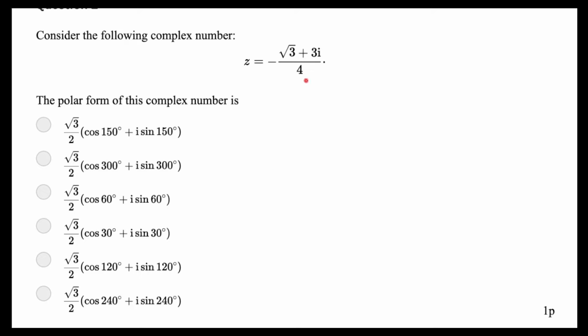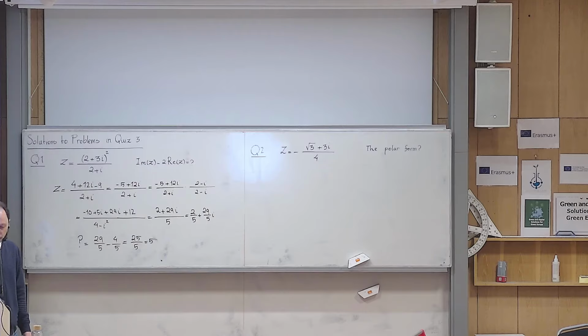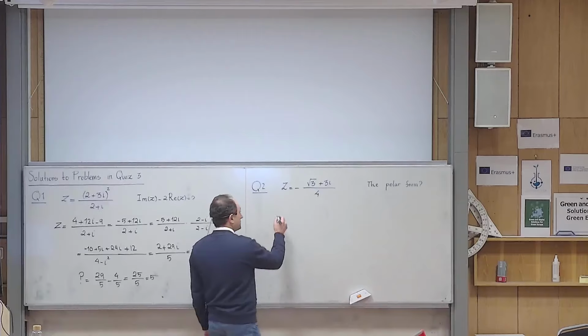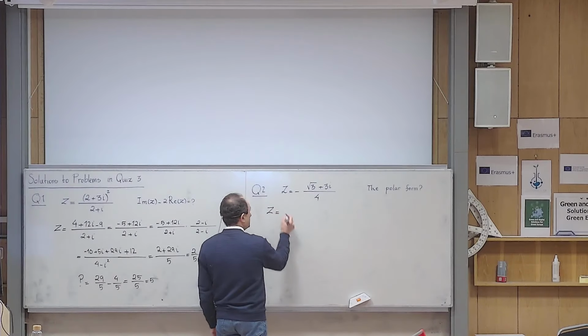Because in which quadrant is z? Third. So in the third quadrant, how is it possible that you have 60 degrees, 30 degrees, or 120 degrees? Okay, so let us go back and solve that problem. So I want to find the polar form of this complex number. The first thing I want to do, I want to put it in the standard form.